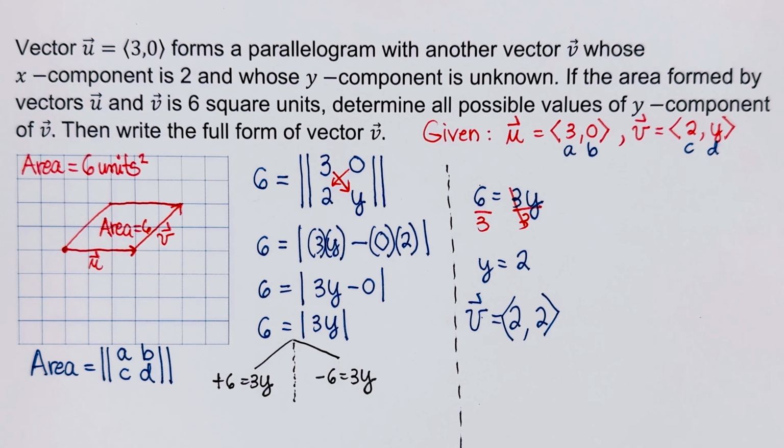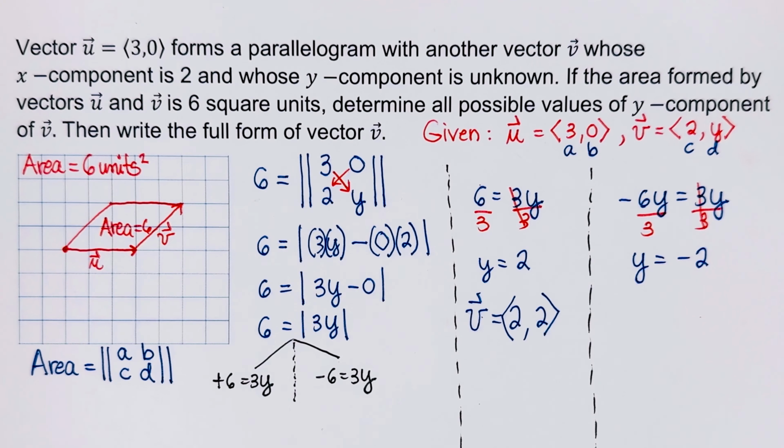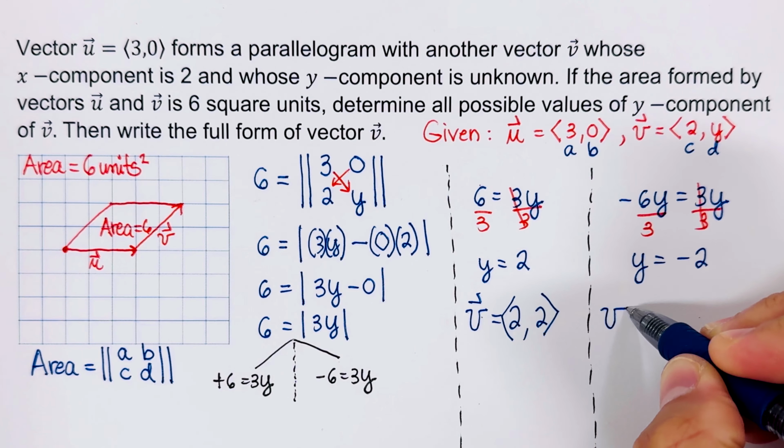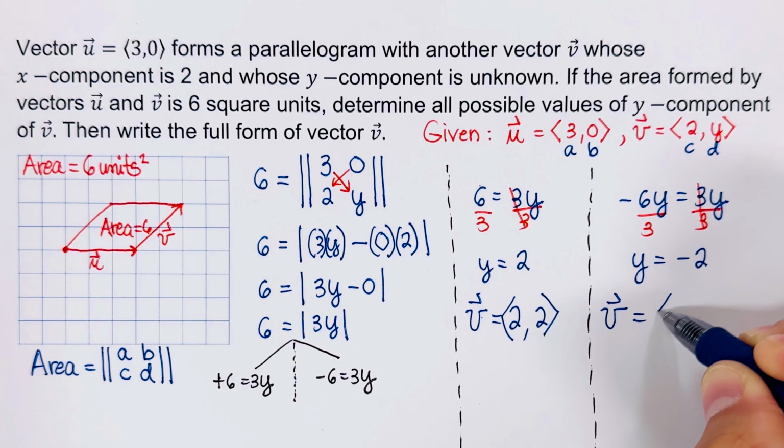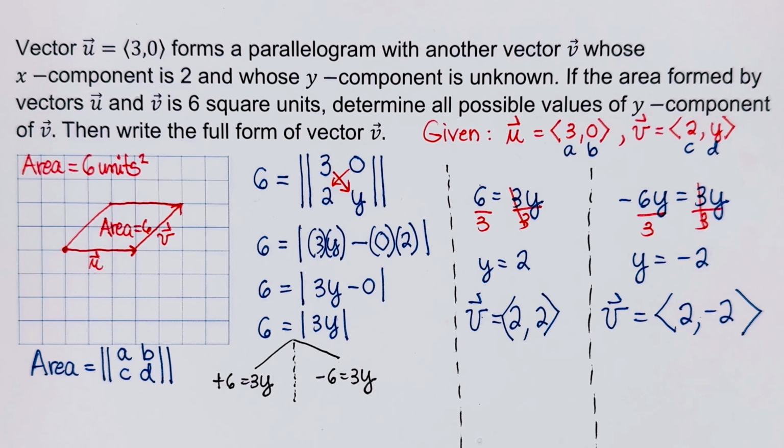Now let's solve for the other y using the other equation. So we're going to go ahead and divide both sides by 3 and solve for y. So the second value for y is -2. This tells us that vector v has a component of 2, -2. So that we can go ahead and sketch the other parallelogram.